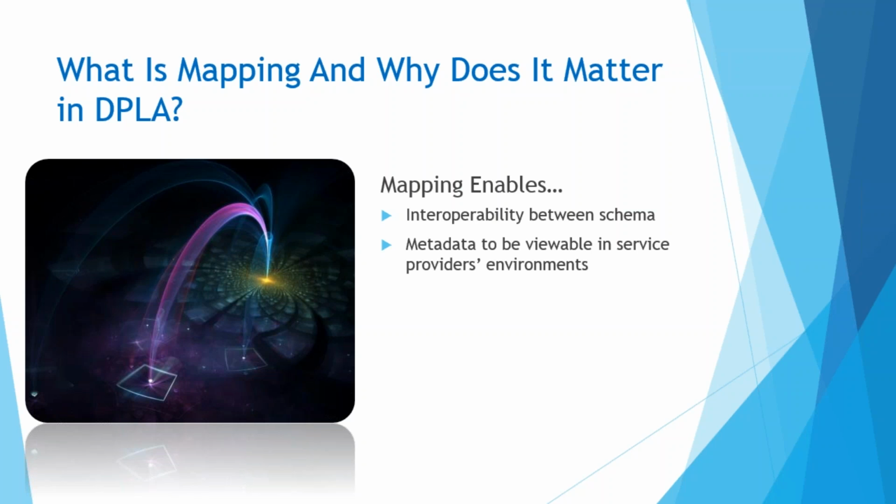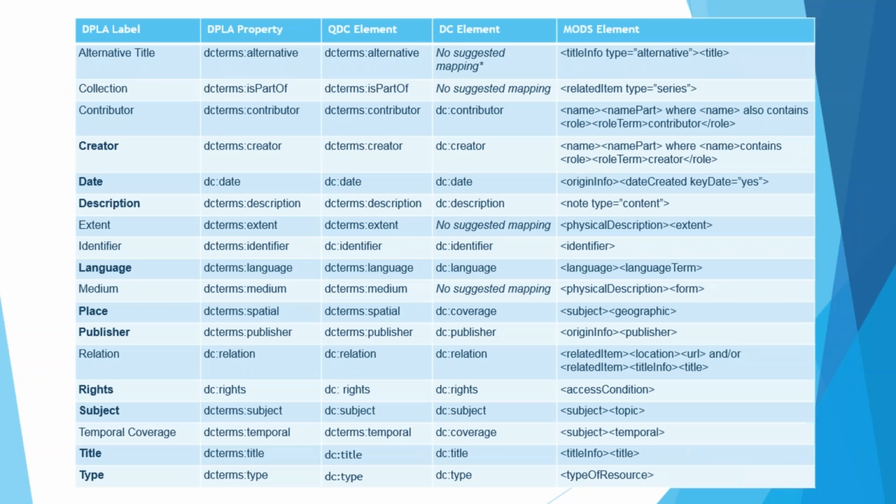IDHH harvests metadata in qualified Dublin Core that is mapped from contributing institutions' local metadata fields. The harvested metadata is then mapped to the DPLA metadata application profile, and this makes it possible for metadata from a data provider to be viewable in a service provider's environment. The next slide will show that crosswalk again, just to touch on that again.